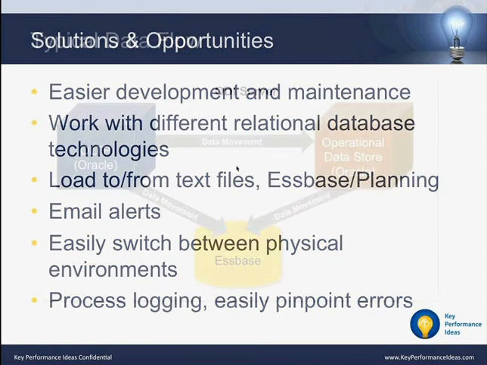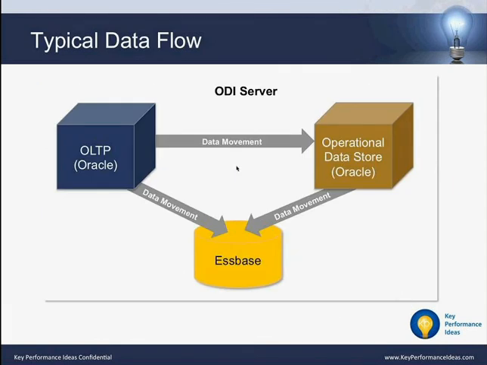So let's take a quick look at the flow of data between systems for our client. We have two major Oracle servers and an Essbase server. ODI is installed on a separate server that, for our purposes, isn't in the data flow, but rather orchestrates the data flow. Here we have data flowing from an OLTP system to an operational data store. Data from both systems is flowing to an Essbase server. Each system has many schemas. In the case of the Essbase server, we have multiple cubes.